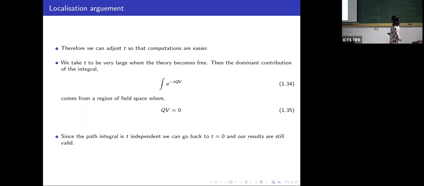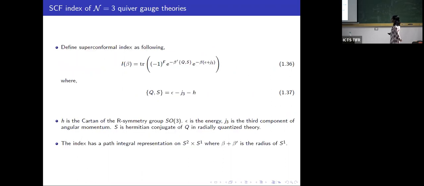Okay, this is the argument of localization, and we want to apply this localization technique to find this superconformal index, which is defined for an N=3 quiver gauge theory as follows in equation 36. So H is the Cartan of the R-symmetry group. In this case it is SO(3), so there is only one Cartan H. Epsilon is the energy, and J3 is the third component of the angular momentum. And Q and S are the Hermitian conjugates in a radially quantized theory. Now this index has a path integral representation on S2 cross S1. So we want to find this index by doing a path integral.